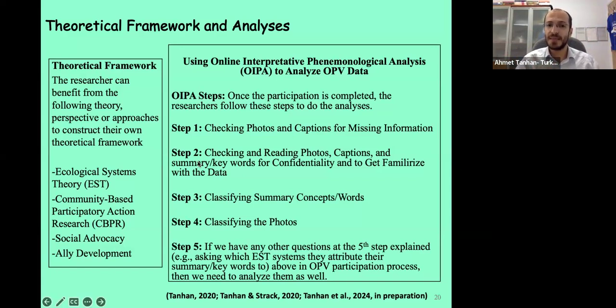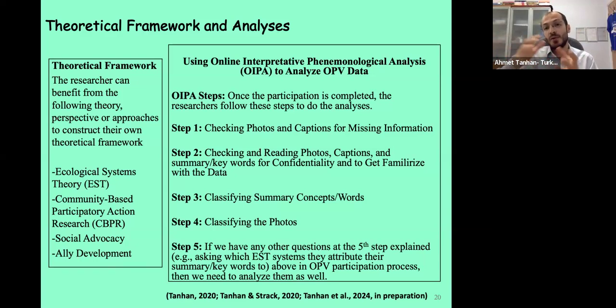So OIPA consists of five steps. Step 1 says check photos and captions for missing information. Step 2, checking and reading photos, captions, and summary keywords for confidentiality and to get familiarized with the data. Step 3, classifying summary concepts, words. Step 4, classifying the photos. And if you have asked a question about a theory, then you are analyzing them, and all of this goes under OIPA. If you have used a traditional Photovoice approach, you are going to call people, have focused meetings, transcribe their narratives, and then with the other researchers you are going to take themes out of them. But in OPV, you are focusing on the fourth step. Do you remember the fourth step? The heart of the story.